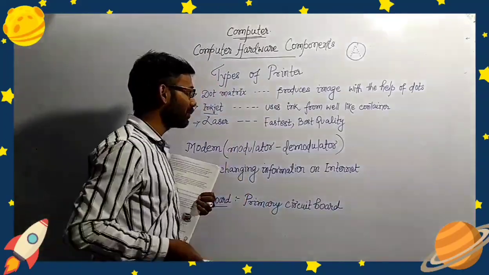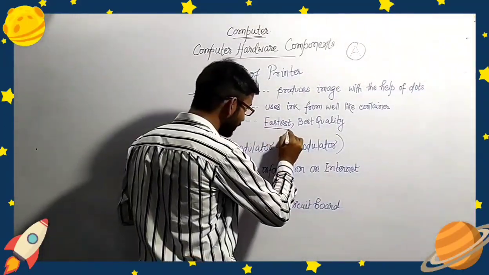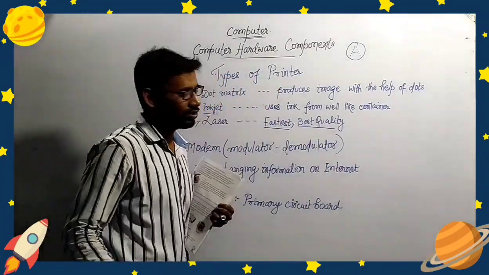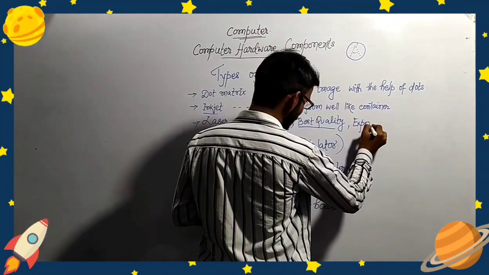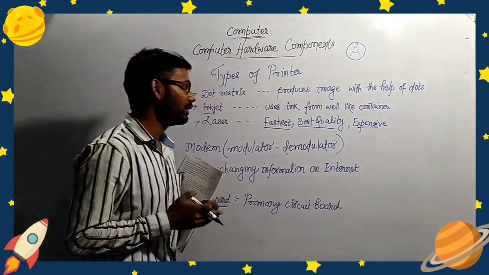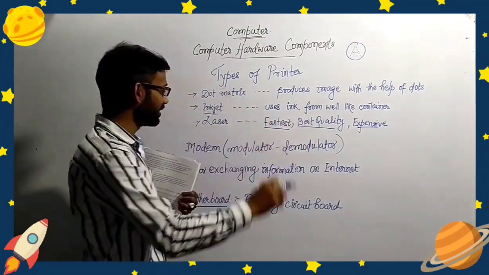Laser printer. The laser printer is the fastest one, best in quality, and of course it is expensive. It is expensive too, but definitely the pros are fastest and best quality.